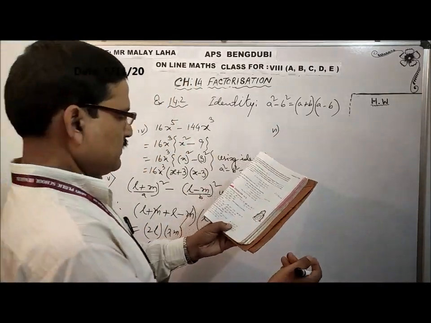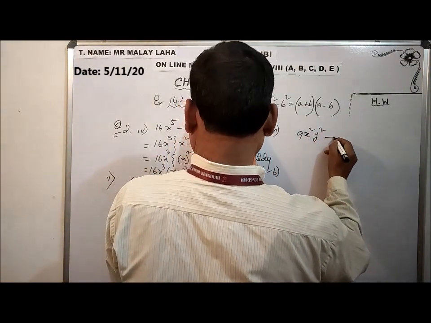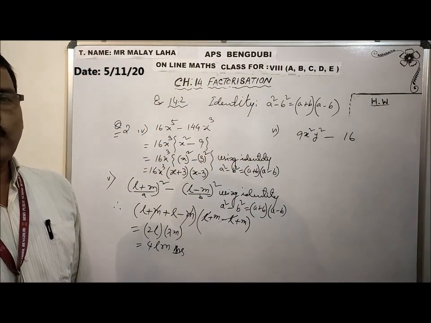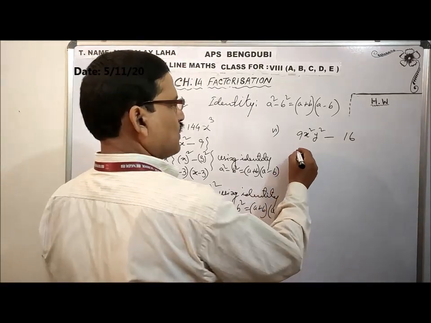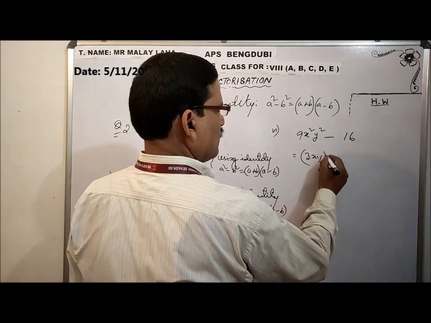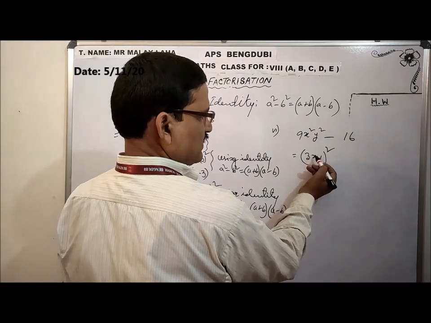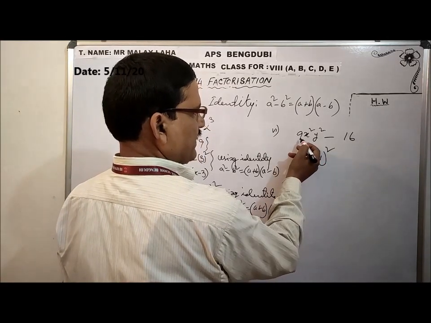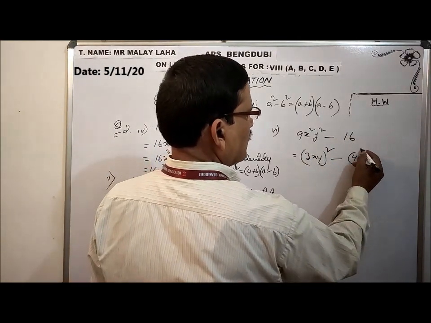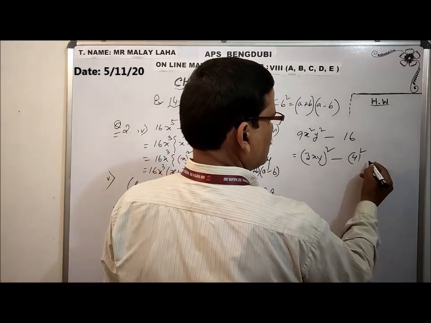Okay. Now next one is 9x square y square minus 16. It's in a very simple form. It is not a square in all, so I have to show the numbers in square form. So 9x square y square can be written as 3xy whole square. Now the square is on x, square is on y, and square is on 3. If I expand it, I get back 9x square y square. And 16 can be written as 4 whole square. Now this is a square and this is b square.